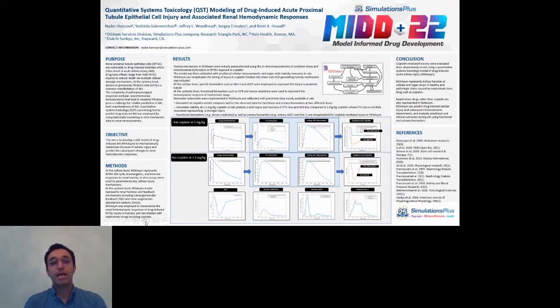So now the challenge is how to predict AKI, how to have a reliable prediction, considering all the complexities related to the pathophysiologies involved, like cellular, hormonal, and hemodynamics. And so our approach was using quantitative systems toxicology as a quantitative and computational tool to translate in vitro mechanism data to renal function and renal hemodynamics.